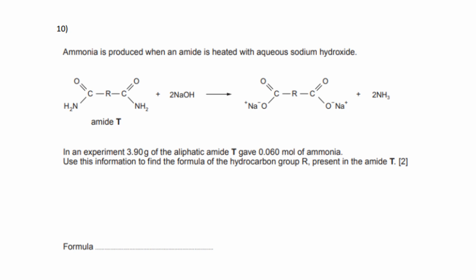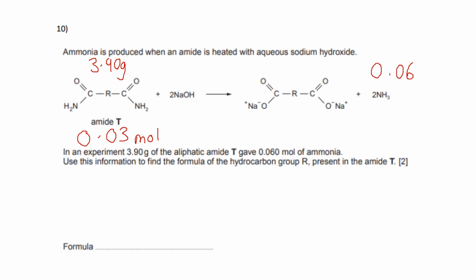Okay, so in this question, you've got amide T reacting with sodium hydroxide to form the salt of the carboxylic acid and ammonia. And you're told that in an experiment you've got 3.90 grams of the amide, and it produces 0.06 moles of ammonia. In terms of the stoichiometric ratio, 1 mole of amide T produces 2 moles of ammonia. So therefore the moles of the amide must be half that of the ammonia. So you end up with 0.03 moles of the amide.